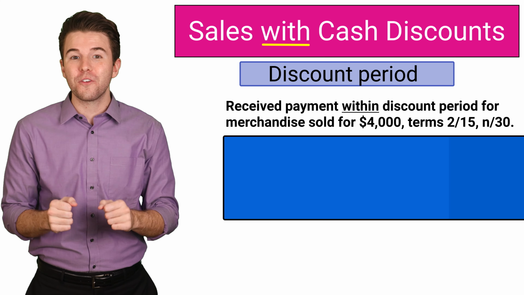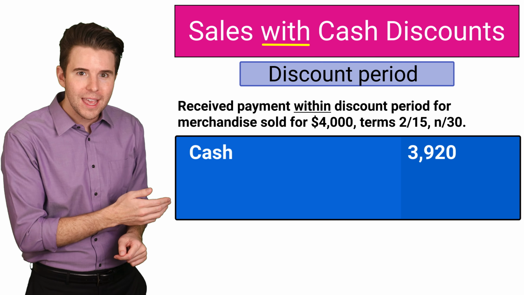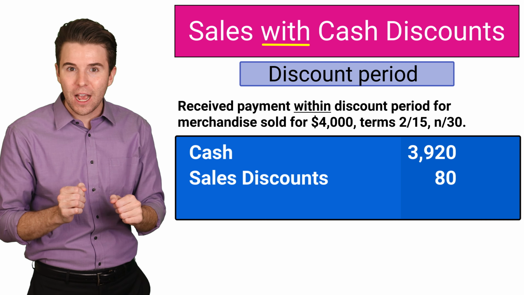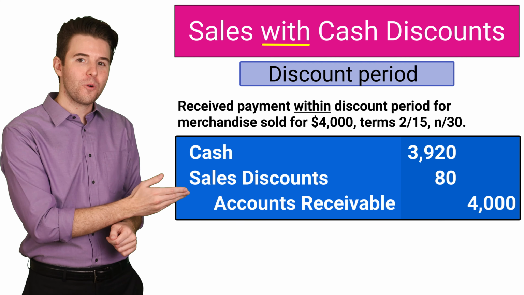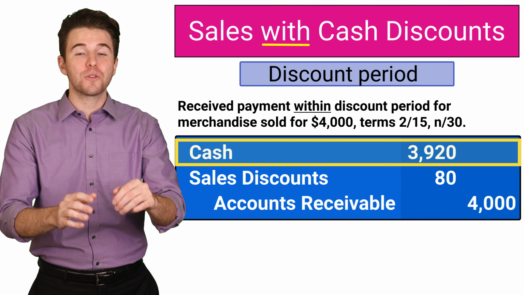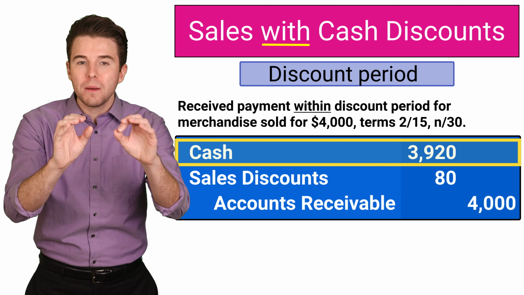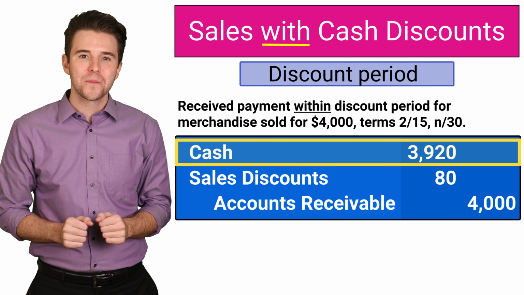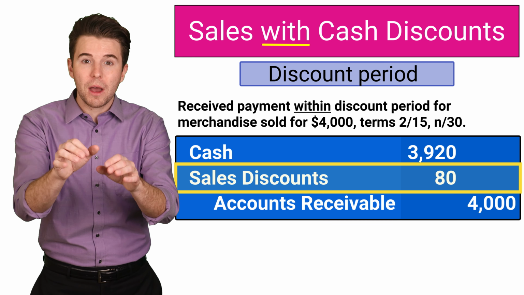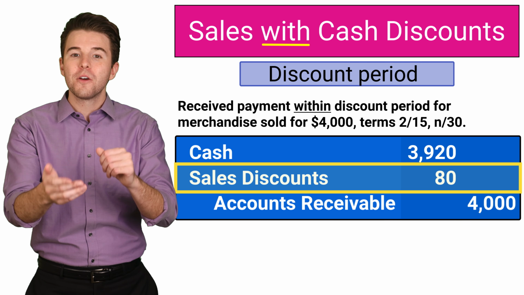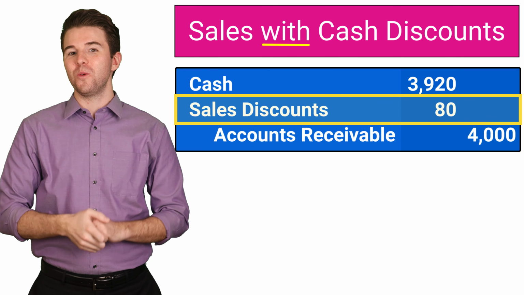To record cash received from the buyer, we debit cash for $3,920, debit sales discounts for $80, and credit accounts receivable for $4,000. We debit cash for $3,920 to increase that asset for the actual amount of cash received from the buyer. We debit sales discounts for $80 because this is the actual amount of discount we gave to the buyer for paying early. The sales discounts account is a contra revenue account.